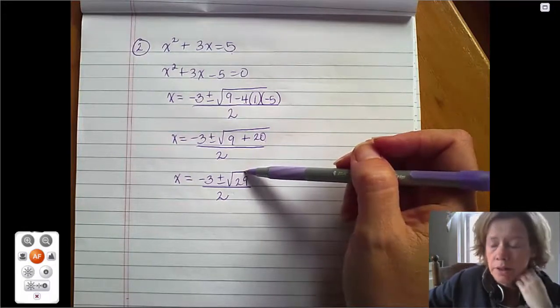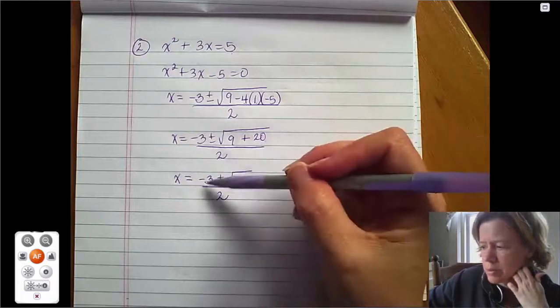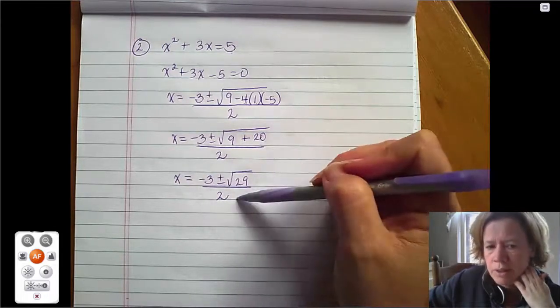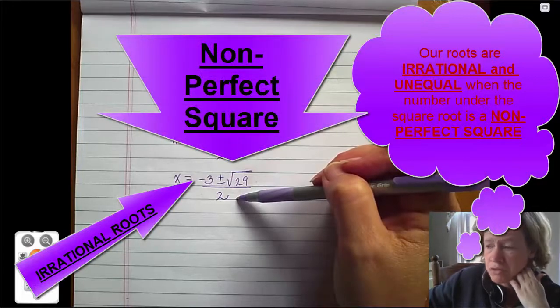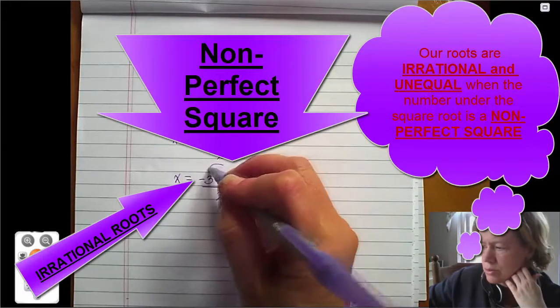So you're done. Your roots are negative 3 plus root 29 over 2 and negative 3 minus root 29 over 2. And you can leave it alone, just like this. It shows the two roots quite clearly.